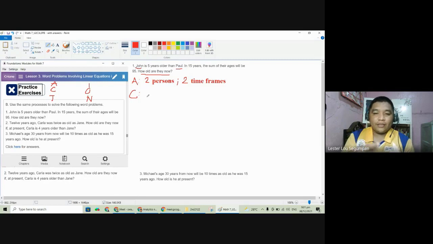So we are going to give that value of the variable to either John or Paul, to whoever is younger than the other. Looking at the situation, John is 5 years older than Paul. So who is younger than the other? The younger one in this situation is Paul. So we are going to give it to Paul.